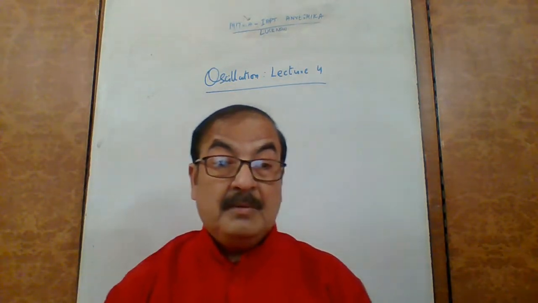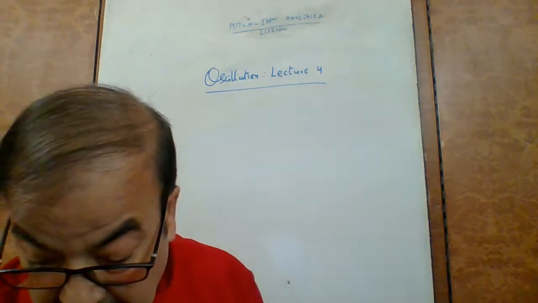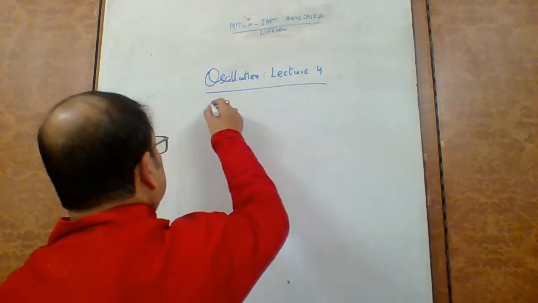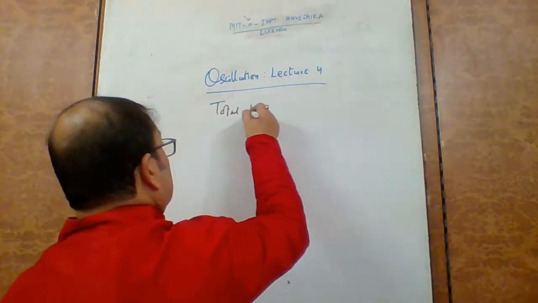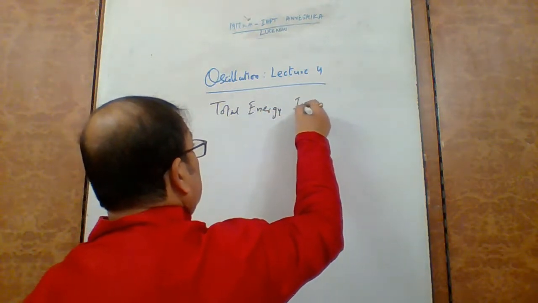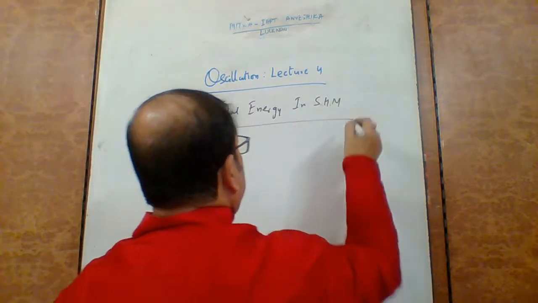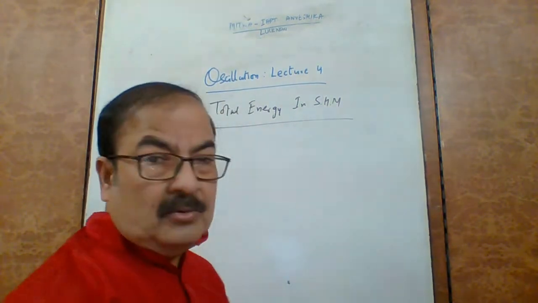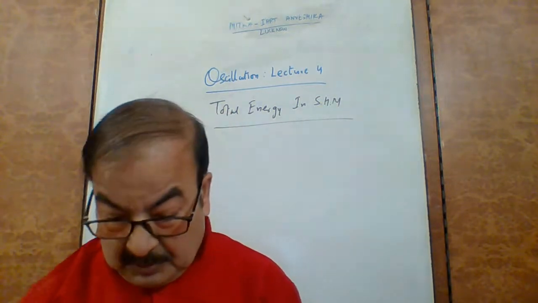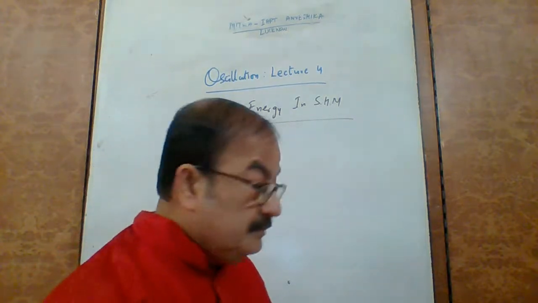Now today we will discuss total energy in simple harmonic motion. That means we have to take the total energy of a particle which executes simple harmonic motion. How do we determine this? Let us see one by one.